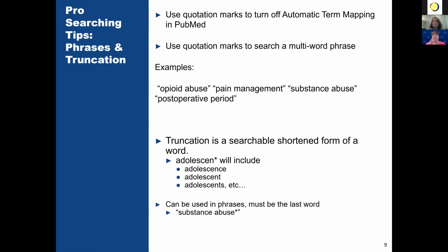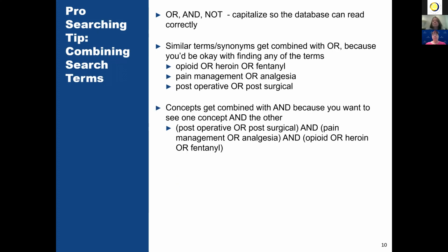If you type infect, INFECT, asterisk, you'll get infect, infects, infected, infecting, infectious, infection. So you'll get all of those possible additions to infect. You can, in many databases, use it within a phrase. It's inside quotation marks, but you can only use it on the last word. Okay. So I can type substance abuse asterisk, but I can't type substance asterisk abuse asterisk. Got it.